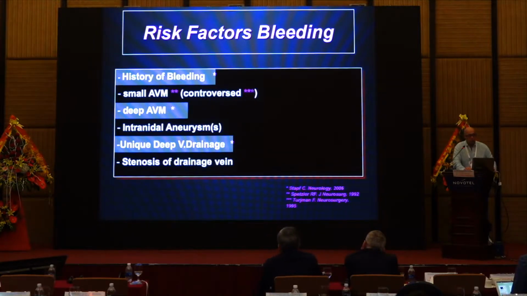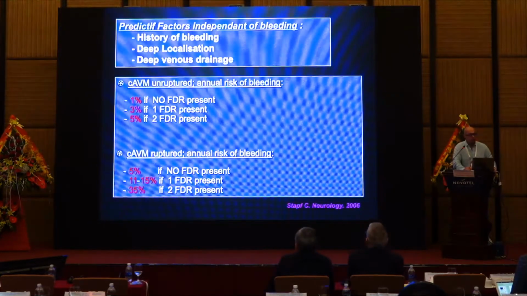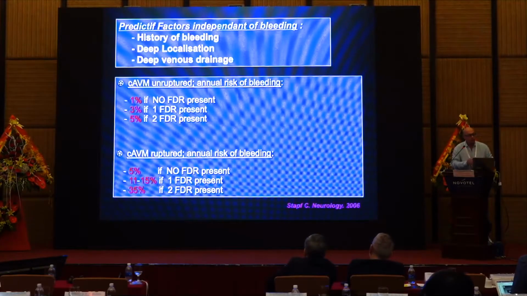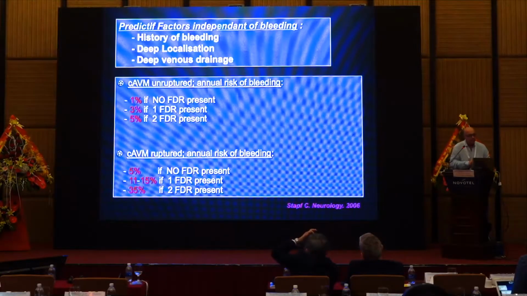So when you see a patient in consultation and you have the MRI, you also do a functional MRI to see if it's in an eloquent area, and what you're going to say to the patient is the percentage risk of bleeding of his AVM. So you have to take into consideration all the predictive factors. History of bleeding, deep localization, and deep venous drainage are the most important.